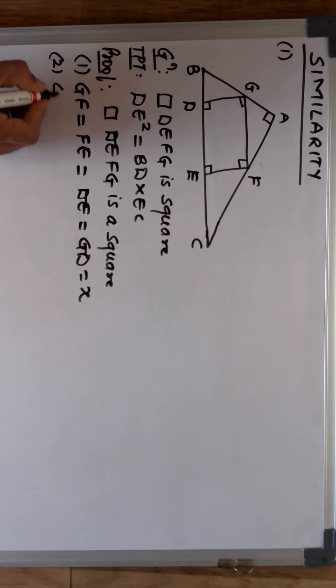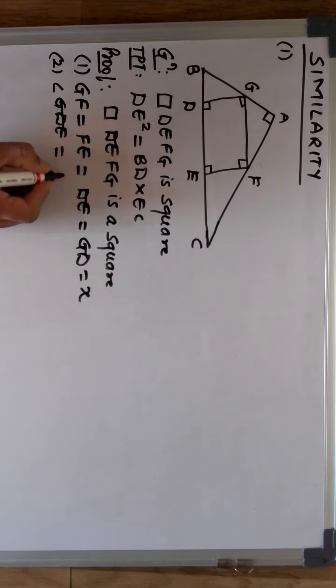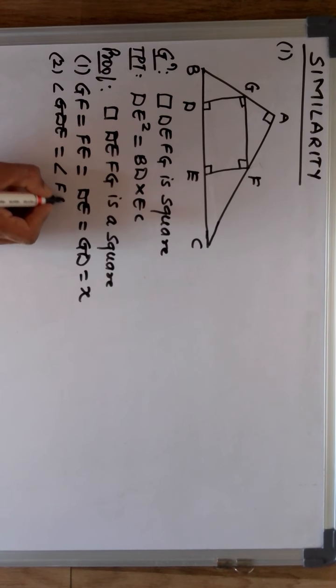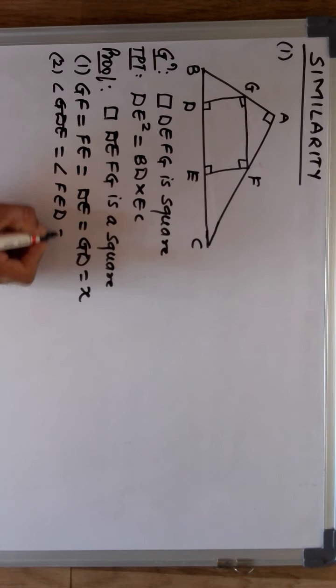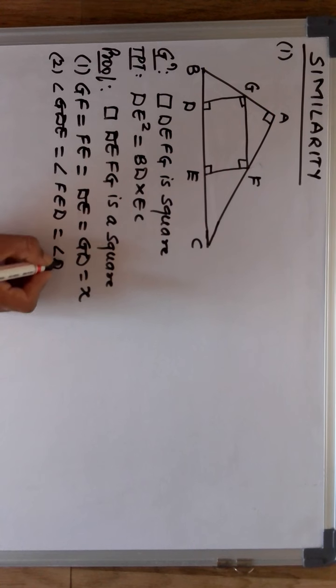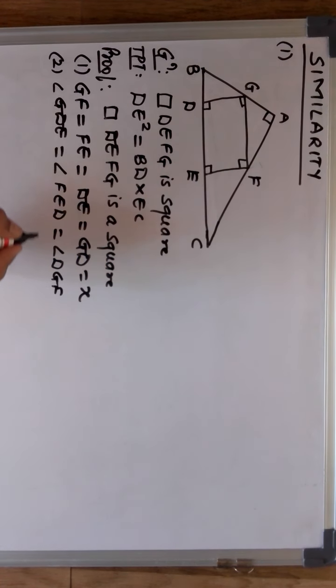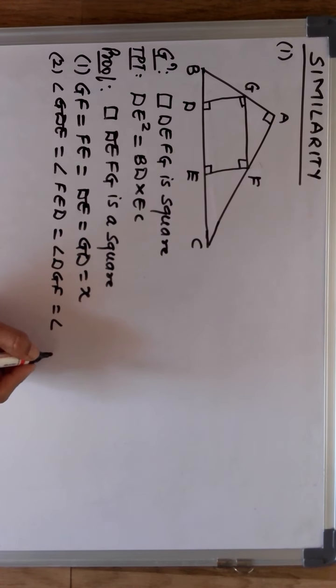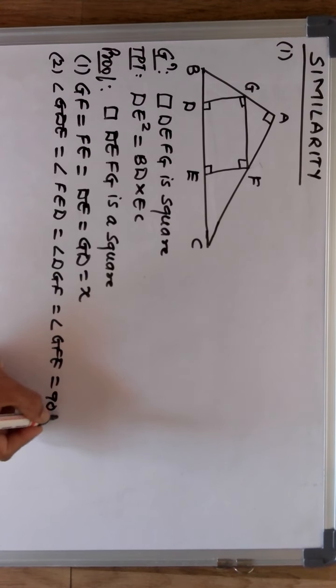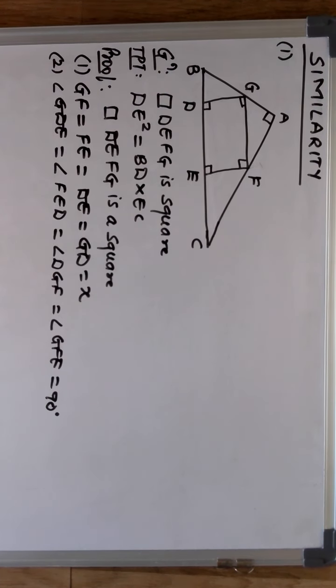That is, angle GDE is equal to angle FED is equal to angle DGF is equal to angle GFE, and each is 90 degrees. This is by the definition of a square.